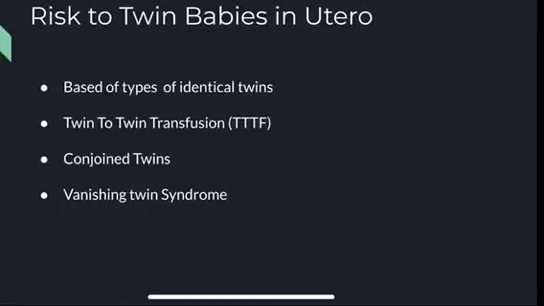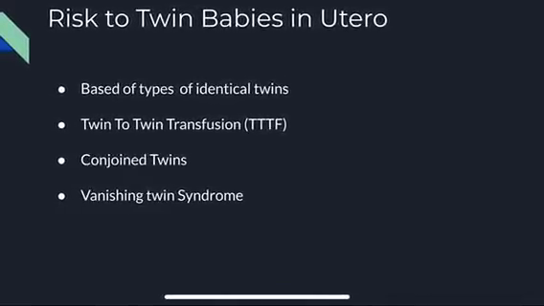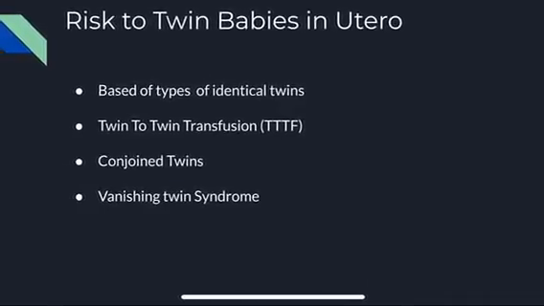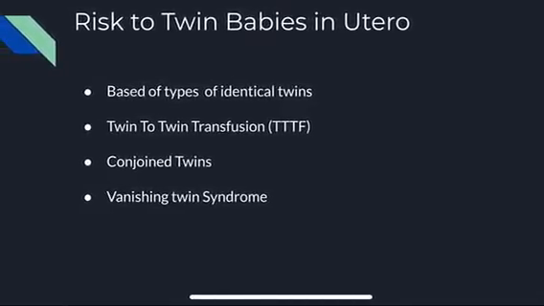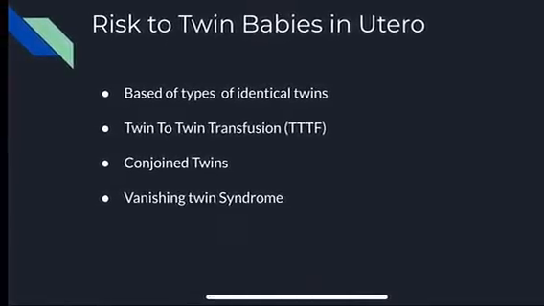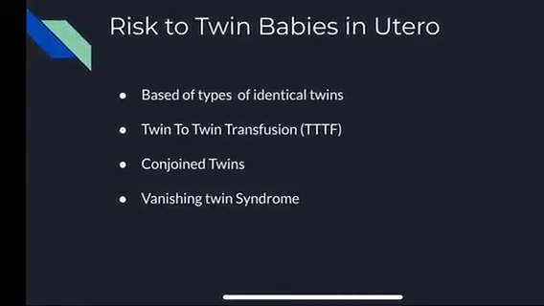The types of risk that happen to twins in utero that we are going to be discussing are the ones listed below. First, we are going to discuss the risk based on the type of identical twins, which will then lead us to a discussion of twin-to-twin transfusion. After, we will talk about the types of conjoined twins and then vanishing twin syndrome.